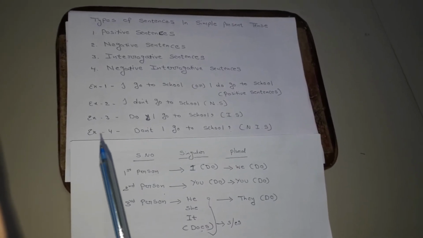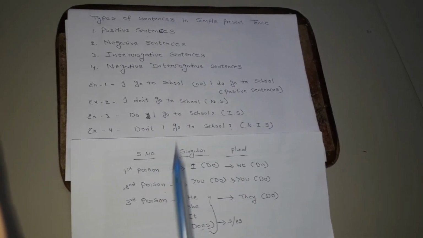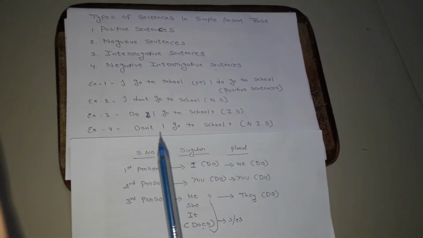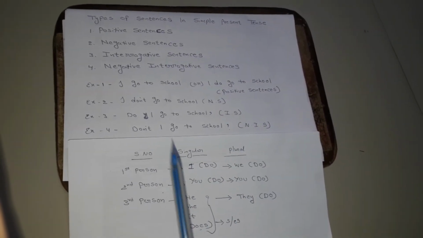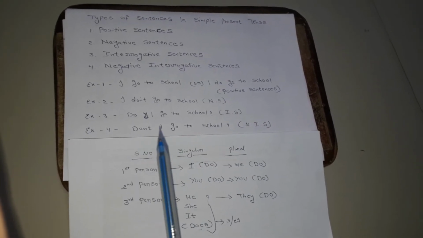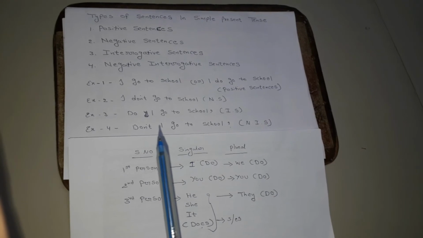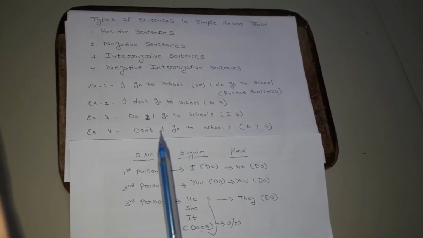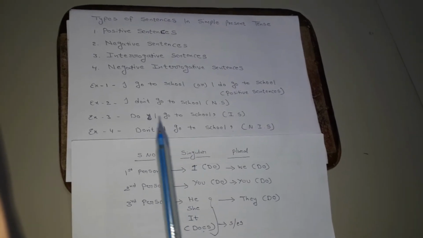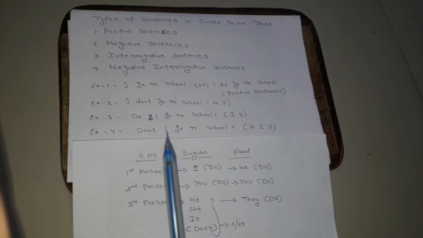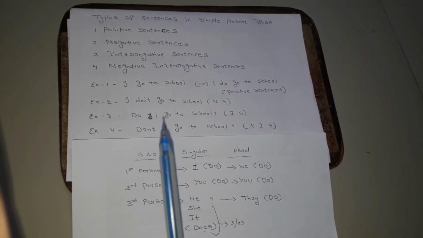And when we observe example number 4, it is a negative interrogative sentence: "Don't I go to school?" When we observe "I", it is a first person singular. That's why I should take "don't" before the subject "I". When we observe the third person singular instead of I, we should take "doesn't" before the subject he or she or it.